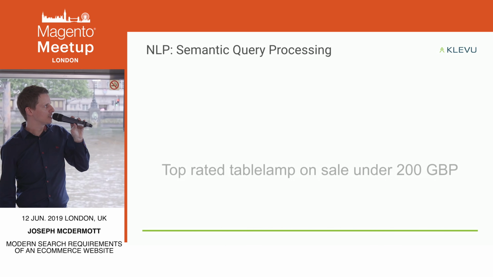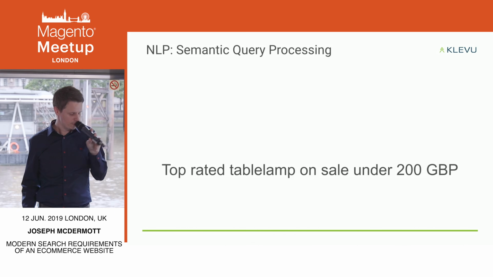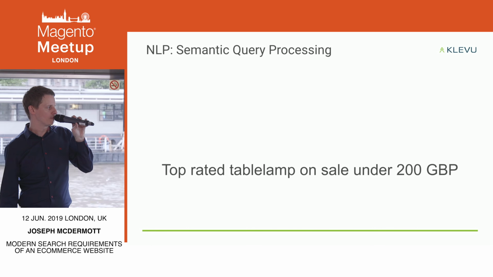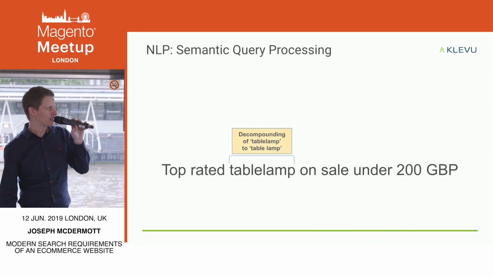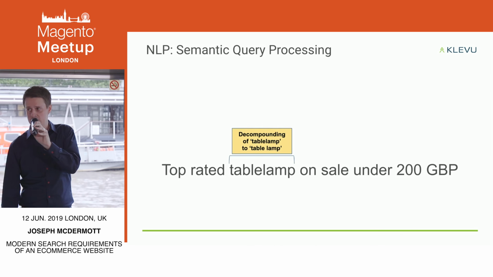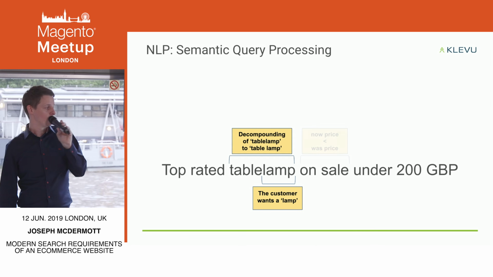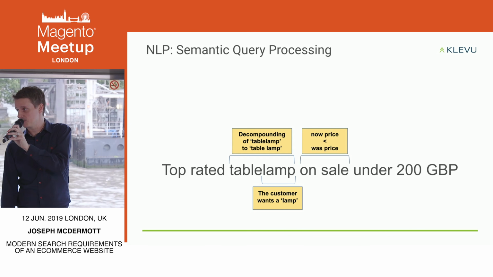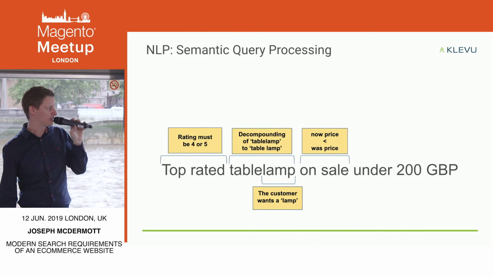Another example of NLP is semantic query processing. So let's take a look at this long search query: top-rated table lamp on sale under £200. With semantic query processing, we can break this down. We can decompound table lamp into a table lamp, and now we know the customer is looking for a lamp. The customer is saying on sale, so we can add a filter here: price must be less than the was price. We have a subjective query at the start, top-rated.